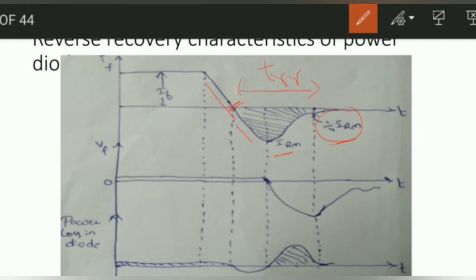And next, TRR is equal to TA plus TB. Here you can observe that the reverse recovery time TRR is equal to TA plus TB, where in TA the charge stored in the depletion layer has been removed, and in TB the current reaches 0.25 of the IRM. Here the ratio of TB to TA is called the softness factor.